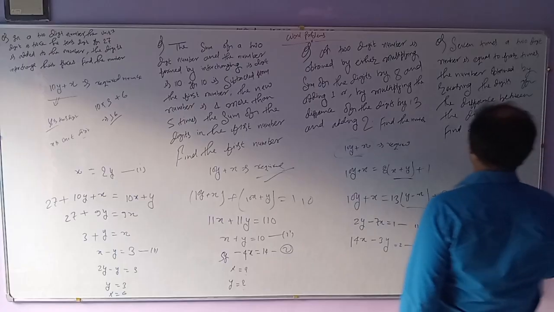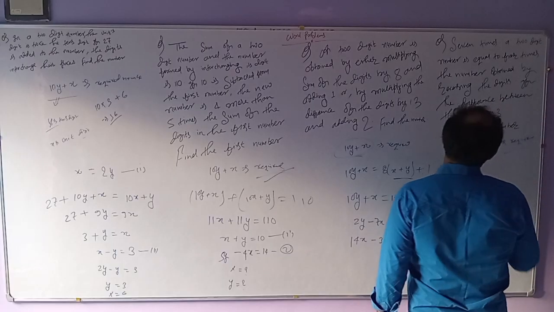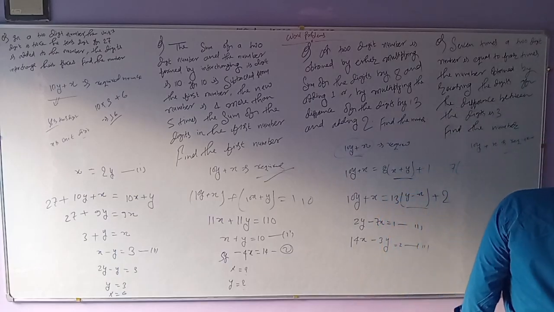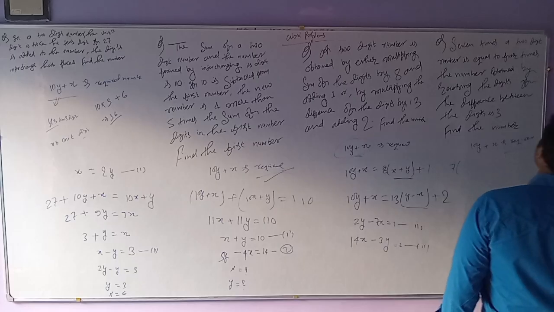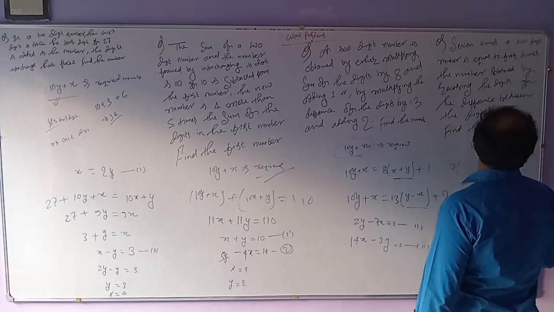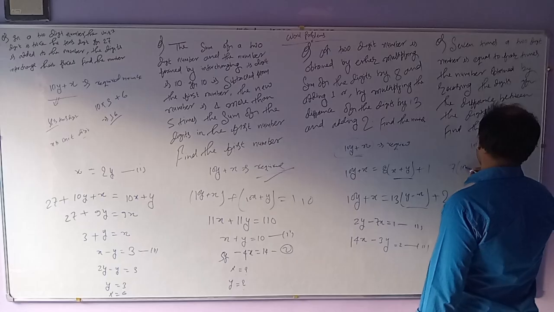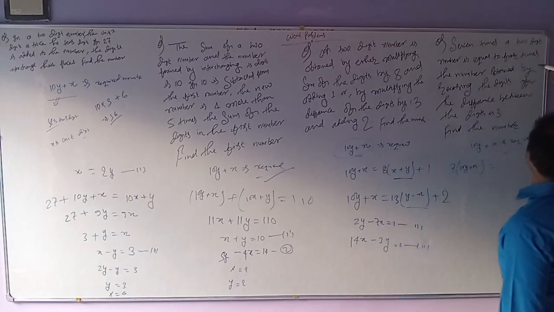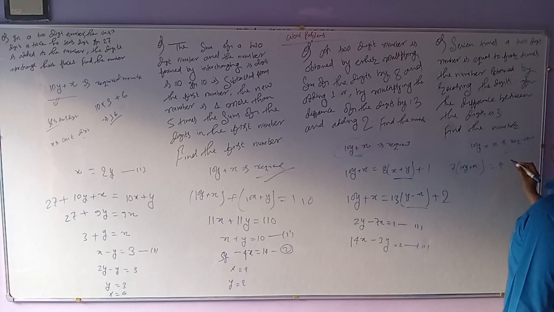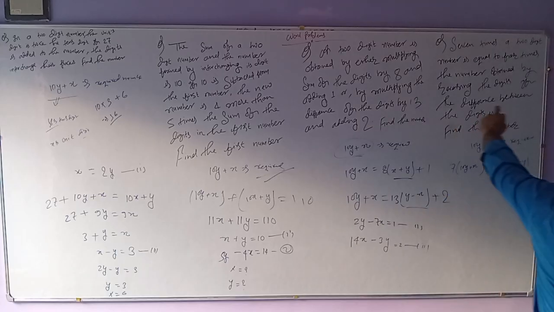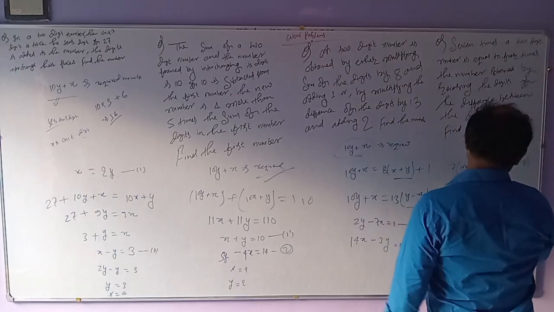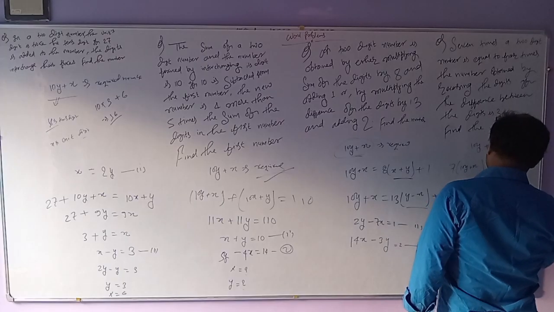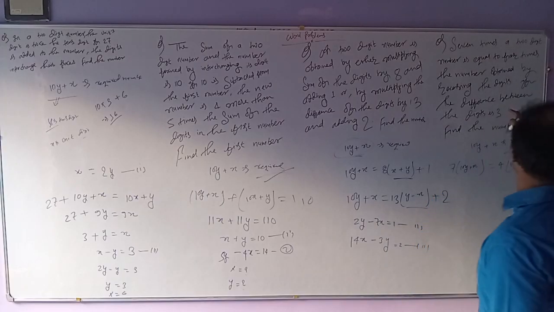Now, 7 times the two-digit number 10y plus x is equal to 4 times the number obtained by reversing the digits, 10x plus y. So we get an equation.